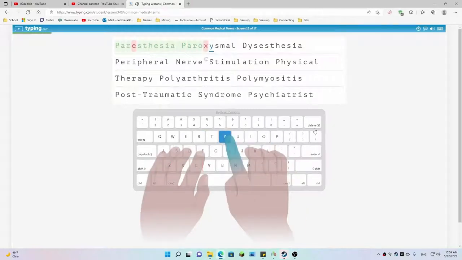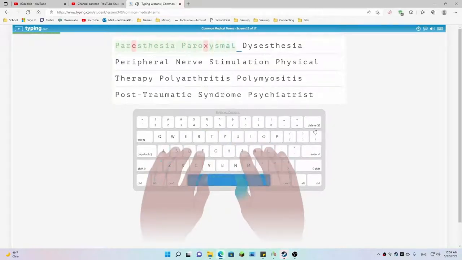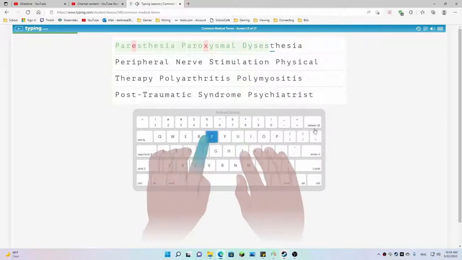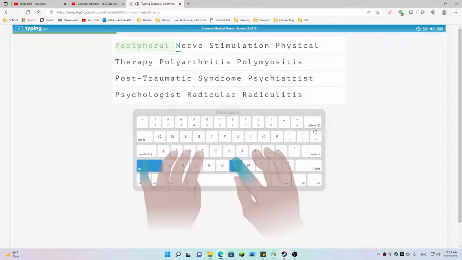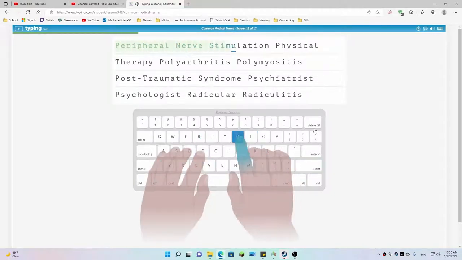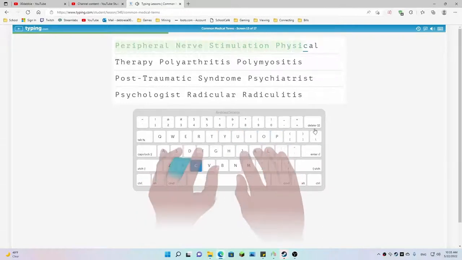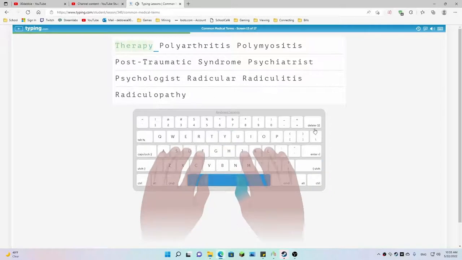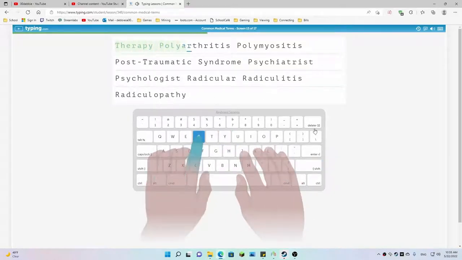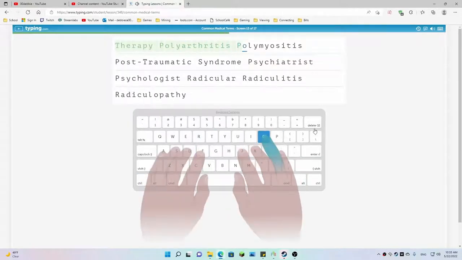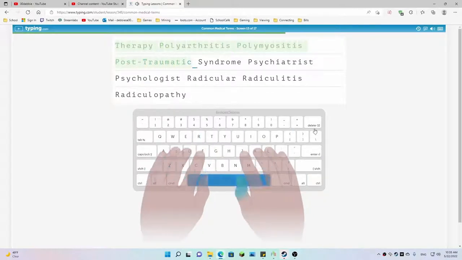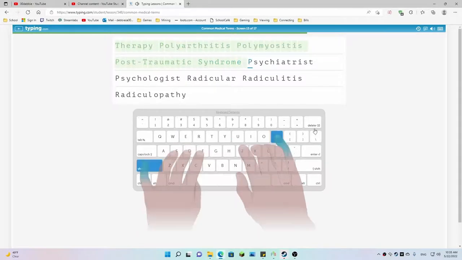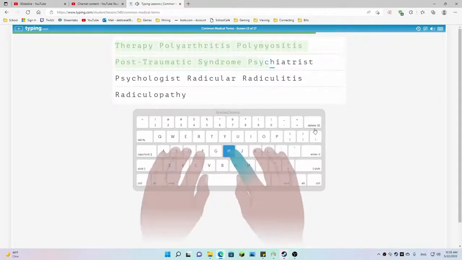Pair rocks. Sigmal. Dysphasia. Peripheral nerve stimulation, physical therapy, polyarthritis, polymyositis, traumatic syndrome, psychiatrist.